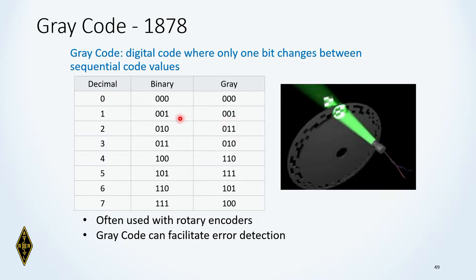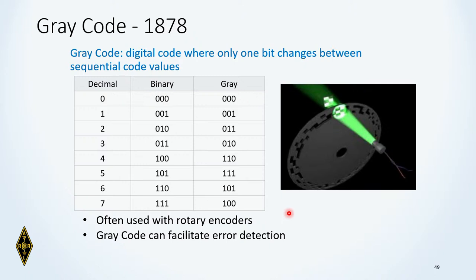So when we go from 0 to 1, this position gets changed, which is the same for binary. But when we get from 1 to 2, notice what happens in binary. This bit has to change, and this bit has to change to represent the number 2. In Gray code, though, we're only going to be changing one bit. We go from 001 to 011. We've only changed one bit. And as you go down the list, you'll see that only one bit is changing every single time we advance the number. So that's the concept of a Gray code.